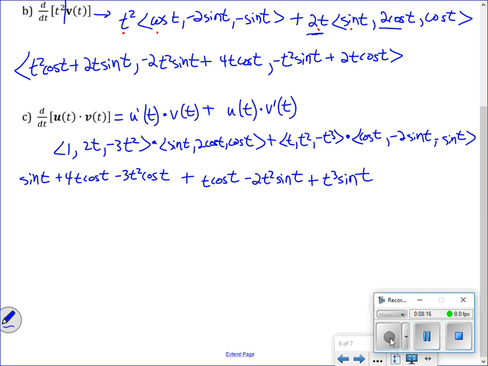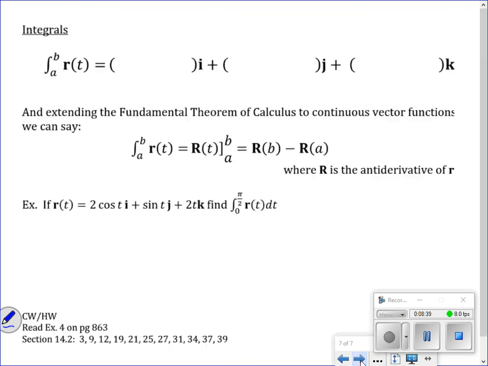So I dotted those things, and when I look at this answer, there is nothing that's similar except for one part. Let me just check it over. Yep, one part. I got this 4t cosine t, and over here I have another t cosine t. So I have 5 of those. So basically, if you wanted to rewrite it, you would put those together and put 5t cosine t. All right, and that is that. So let's go to this last page here.